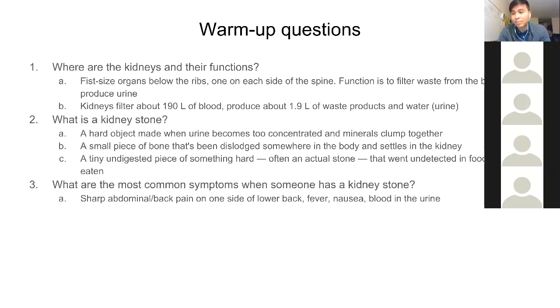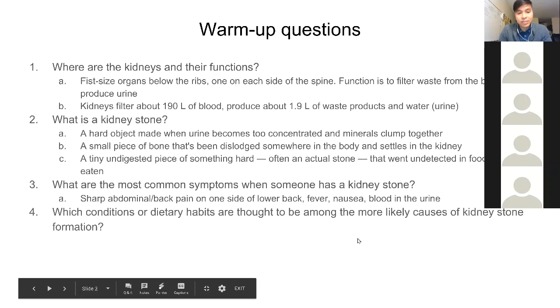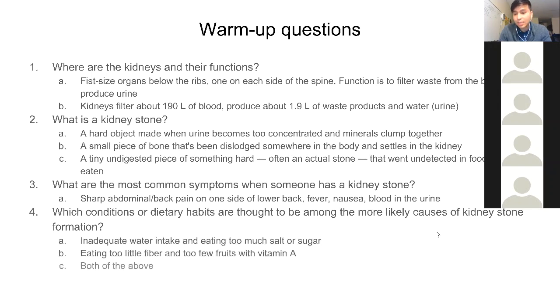So when someone comes in with blood in the urine, the first thing you can think about is kidney stone, and after that you can think about more serious problems like cancer, bladder cancer, or other things. All right. Which condition or dietary habits are thought to be among the more likely causes of the formation of stone? Is that A, is that B, is that C?